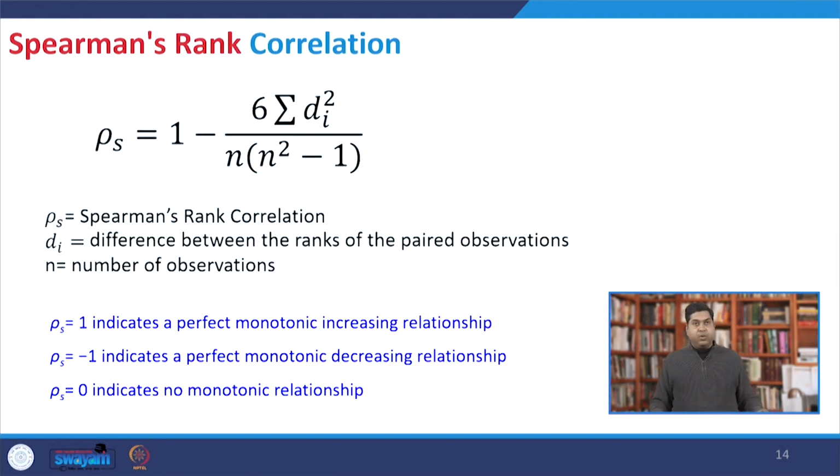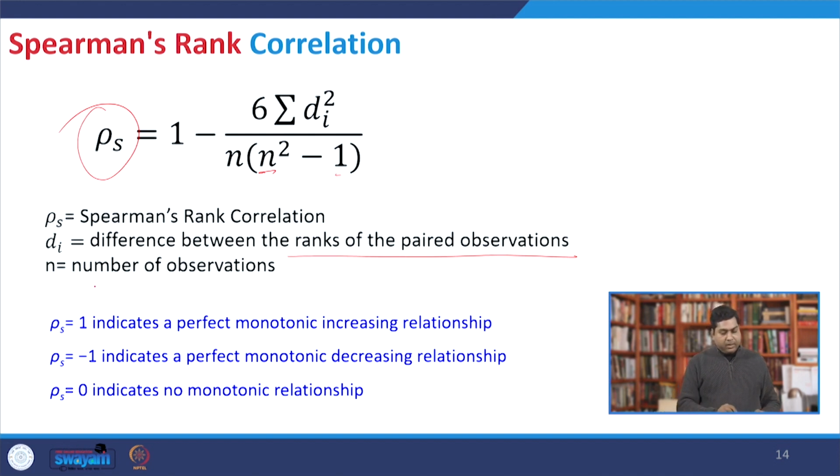Now coming to the second one, which is known as Spearman's rank correlation, represented by rho s, which is 1 minus 6 times the sum of the difference squared, divided by n multiplied by n square minus 1. Here rho s is Spearman's rank correlation, d is the difference between the ranks of paired observations. So here we always take pairs and compare the ranks, not the actual values. Now n is the number of observations.